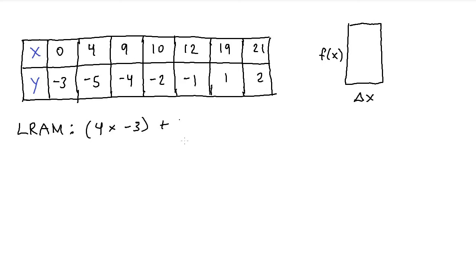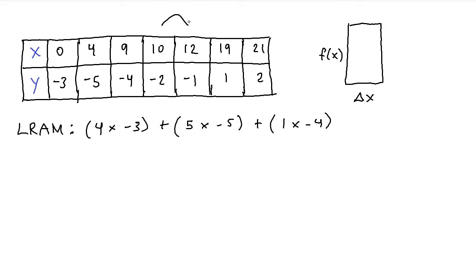Now plus our next rectangle. We went from 0 to 4, now we're going to go from 4 to 9. So our delta x is 9 minus 4, which is 5, the distance between the x values of 4 and 9, times the next y value, which is negative 5. We're just going to repeat this process until we get to the end. So now from 9 to 10, our delta x is just 1, and our y value is negative 4.